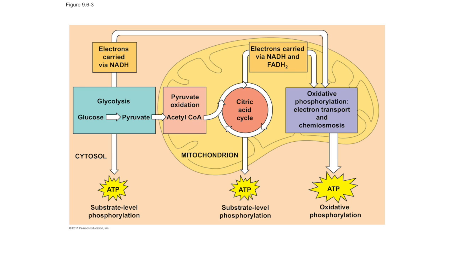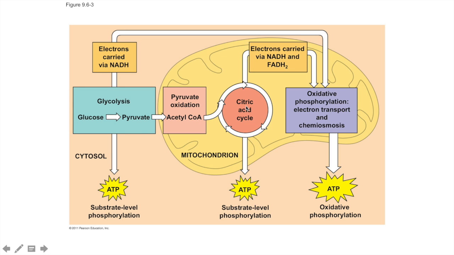Glycolysis is the first part that happens in the cytosol, in which glucose is broken down to form 2 molecules of pyruvate. In that process, we get a little bit of ATP, but we also get some electrons that are carried by that electron bus, NADH, over to electron camp, which is over here. Pyruvate oxidation turns pyruvate into this molecule called acetyl coenzyme A. That doesn't produce any ATP directly, but it does give us some electrons.